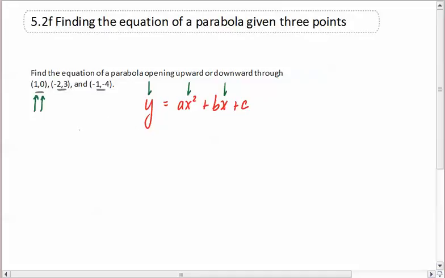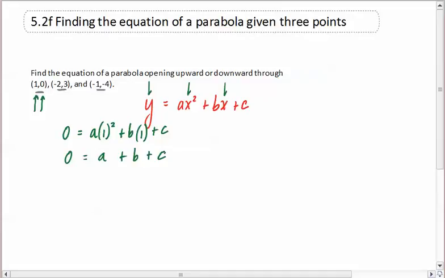I'll put this one over here. 0 equals, because there's the y, a times... I don't know what a is, but I'm going to substitute in a 1 for x, plus b times 1 plus c. So let's see what we get. I'm going to get rid of the parentheses, which gives me an a and a b and a c. So a plus b plus c is equal to 0. There's one of my equations.